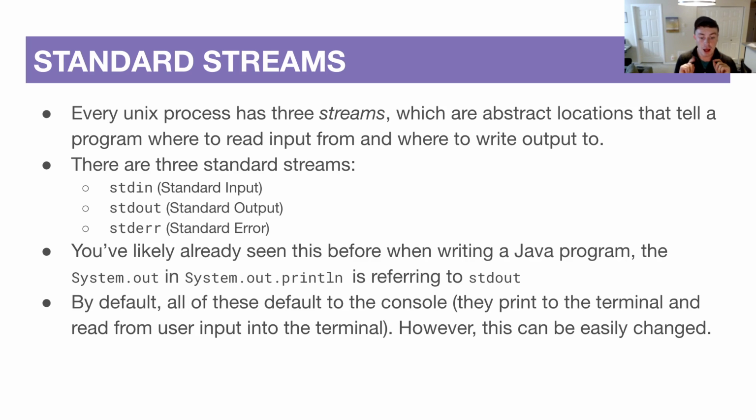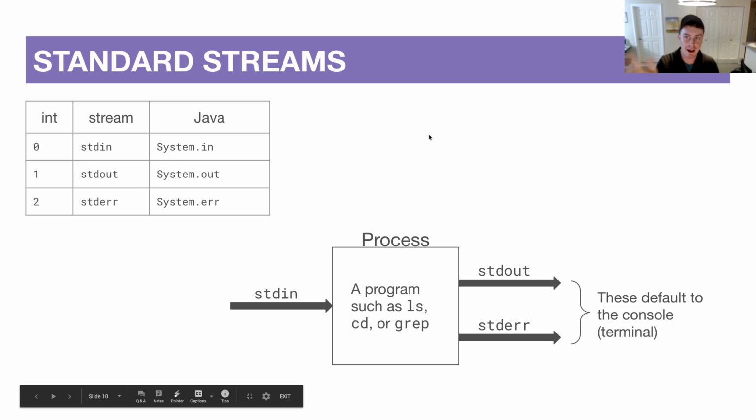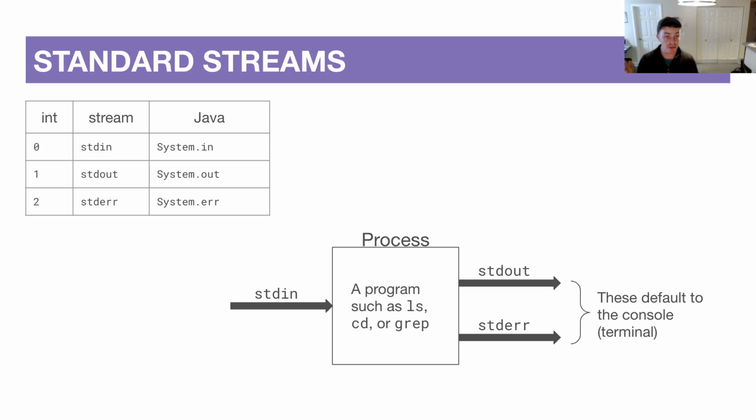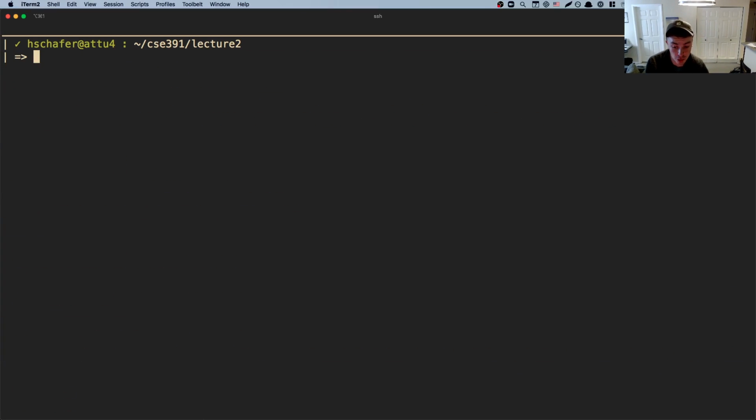But Linux allows you to change where these streams are kind of pointed to. So you can do some really cool things with these operations. And so I kind of have a visualization of this here. Any process or any command that you run has something like standard in that it reads from and then prints out to either standard out or standard error, which default to the terminal. Let me show you why understanding this can be useful.